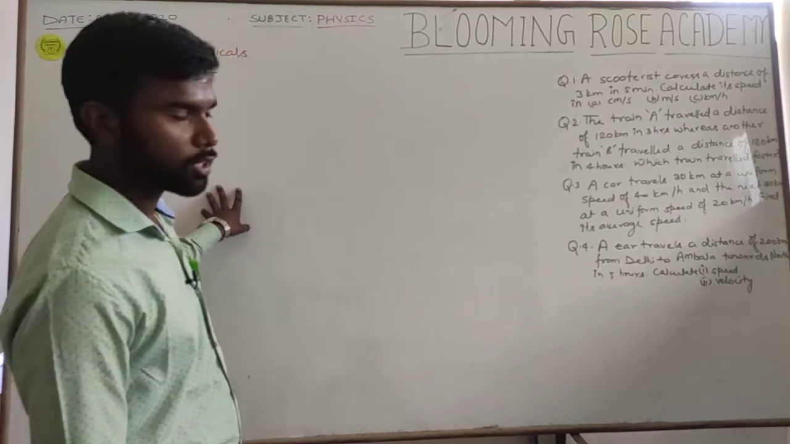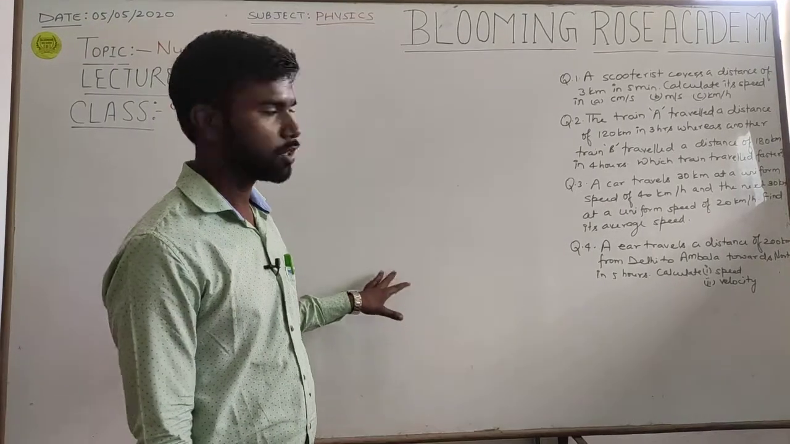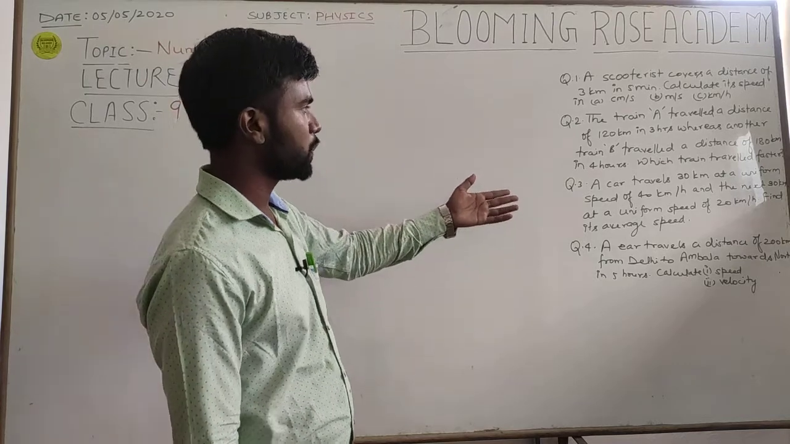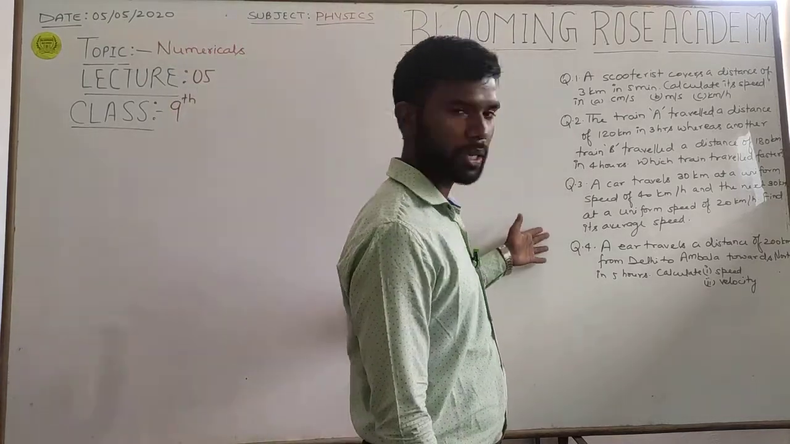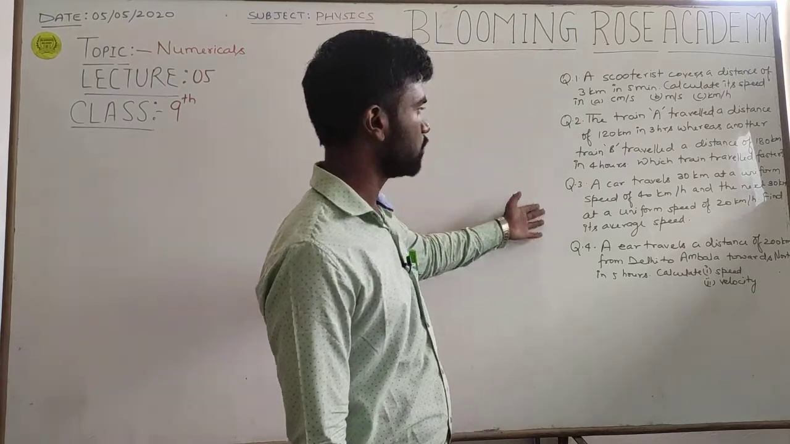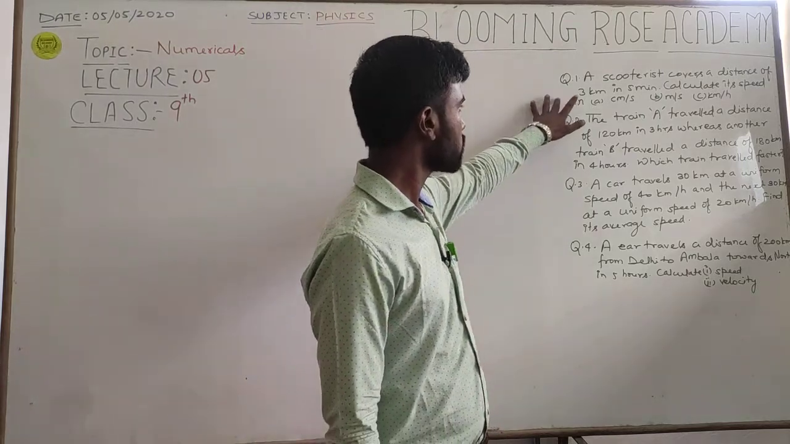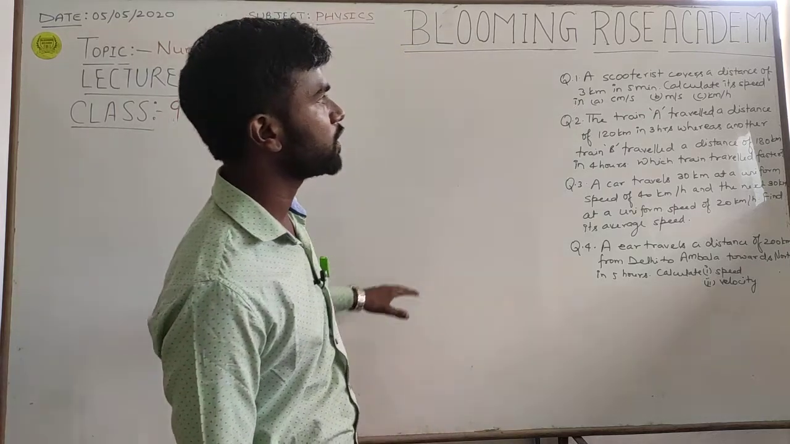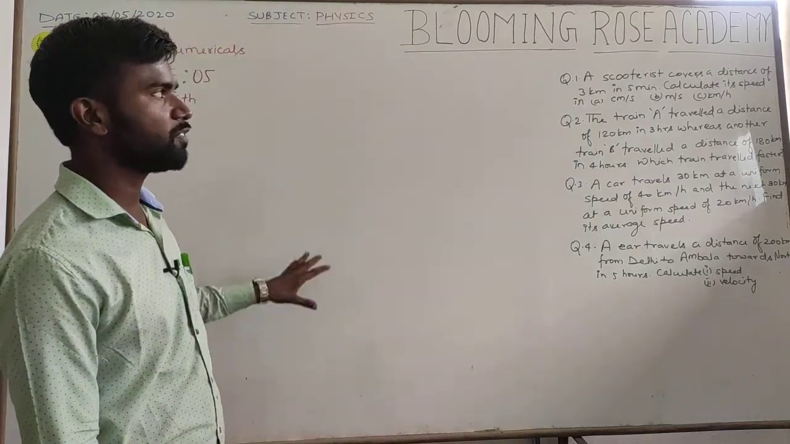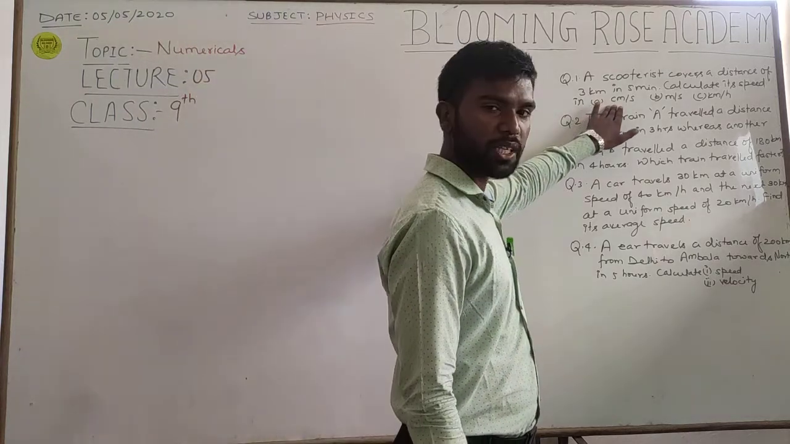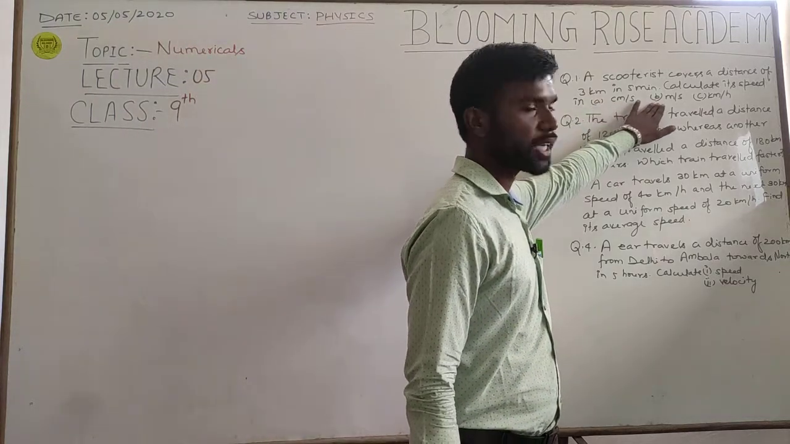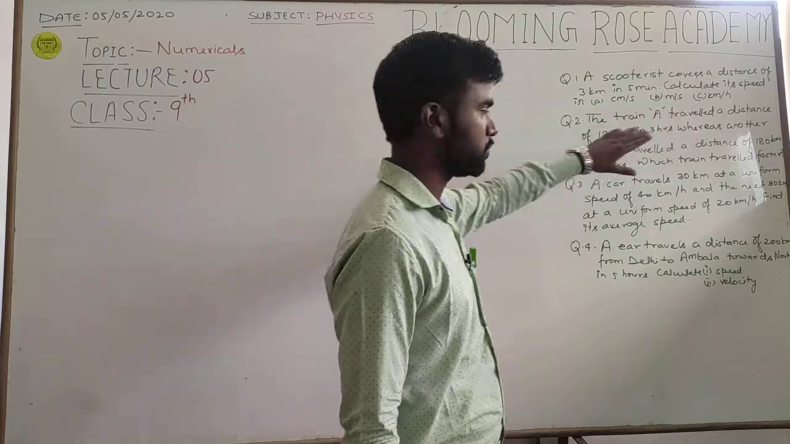Today we will talk about numericals based on velocity, speed and average velocity. Here 4 numericals are shown on the board. You can see that the first numerical is: a scooter covers a distance of 3 km in 5 minutes. Calculate its speed in centimeter per second, in meter per second and in kilometer per hour.